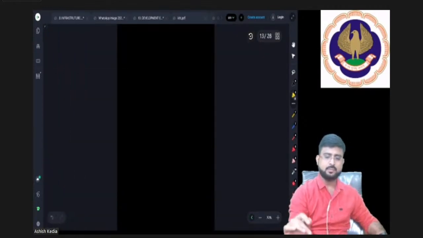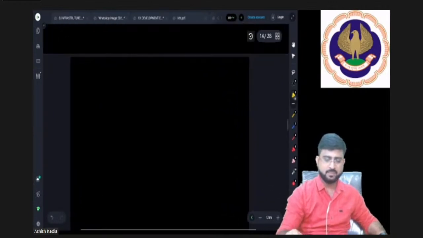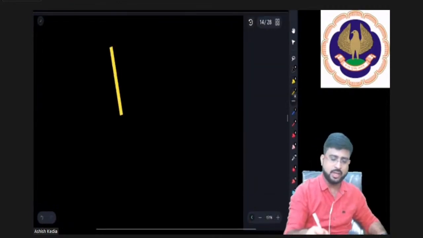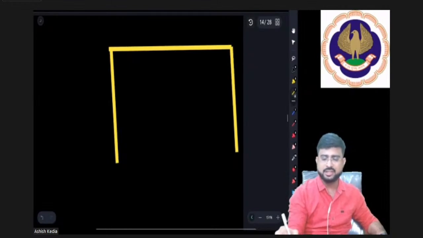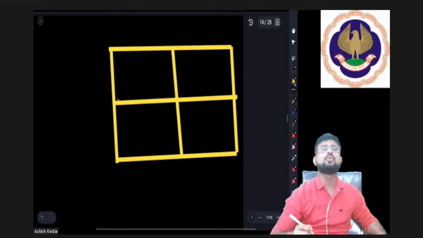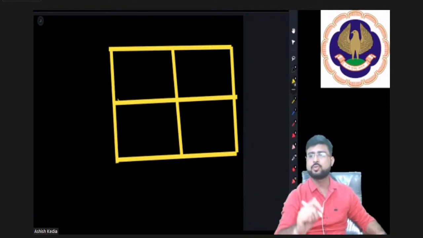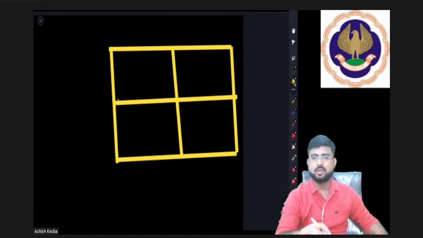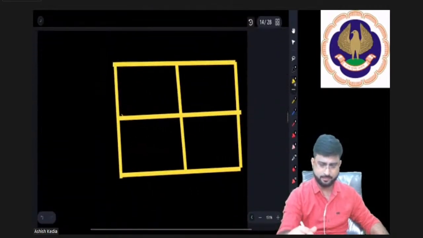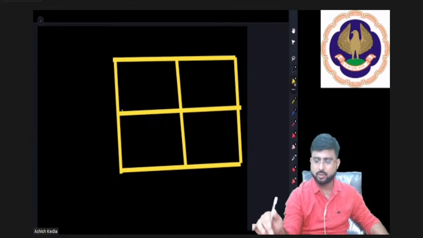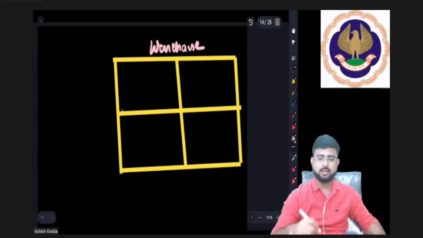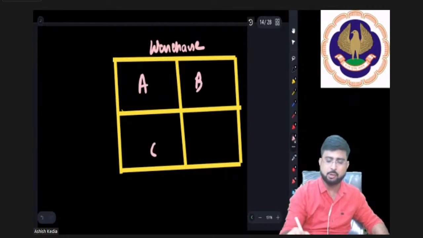See, have a look, guys. Suppose I have a huge factory or a huge warehouse where I store the different commodities that I manufacture. Now this warehouse has 4 rooms: room A, room B, room C, and room D.